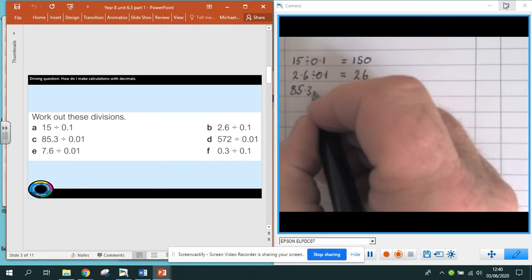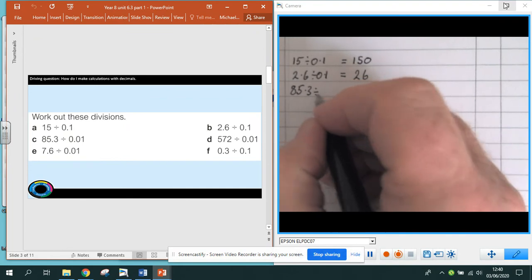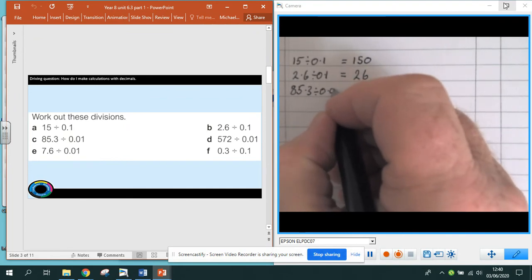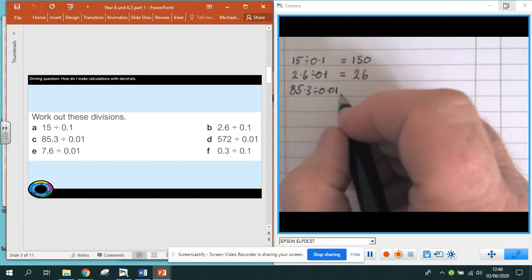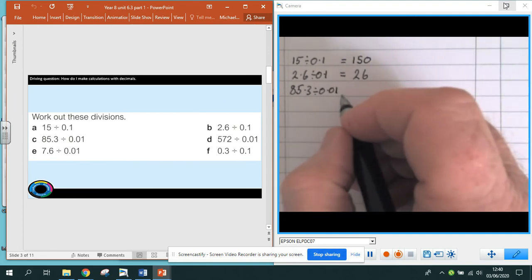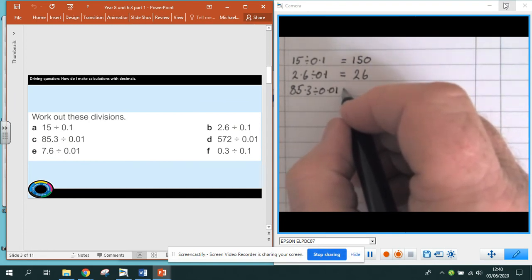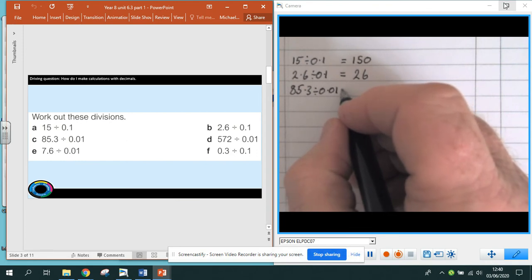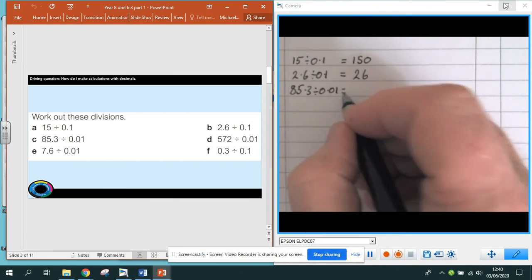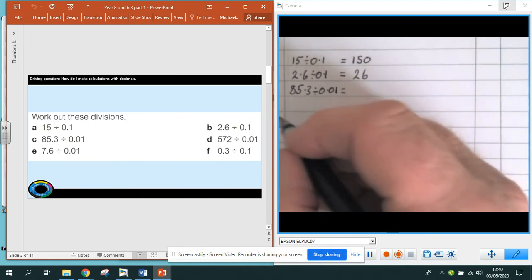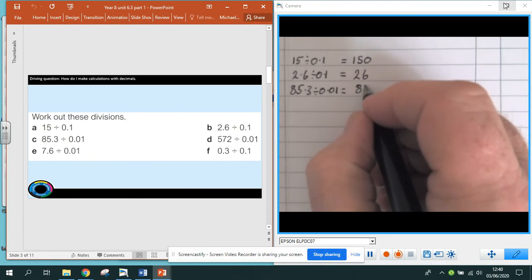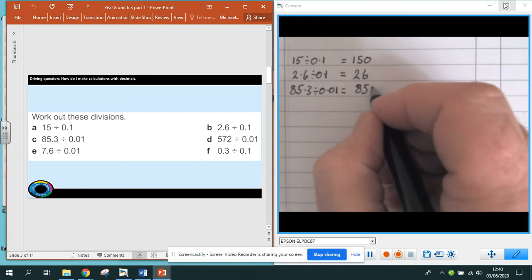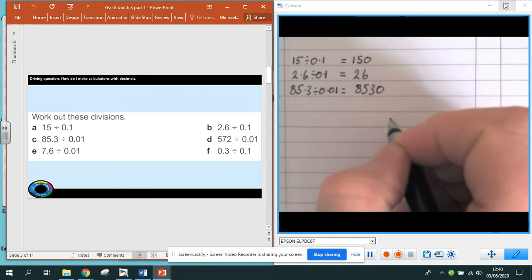85.3 divided by 0.01. So that's hundredths. So dividing by hundredths is the same as multiplying by hundreds. So that's going to be, the numbers move over 2 places to the left, and that gives me 8,530. 2 places.